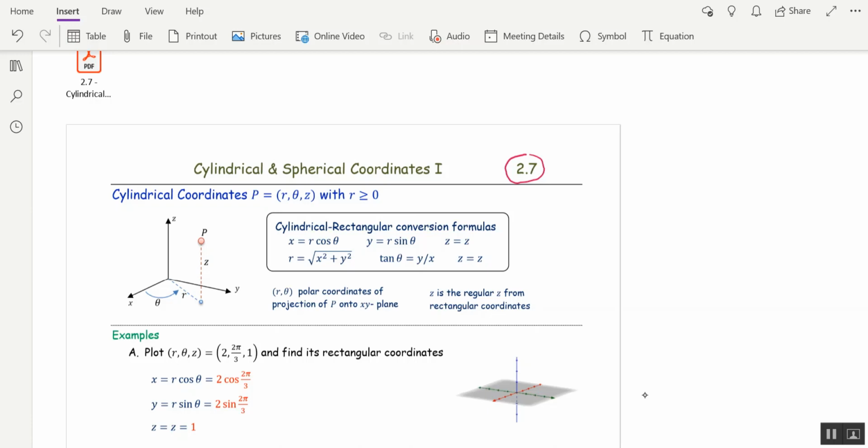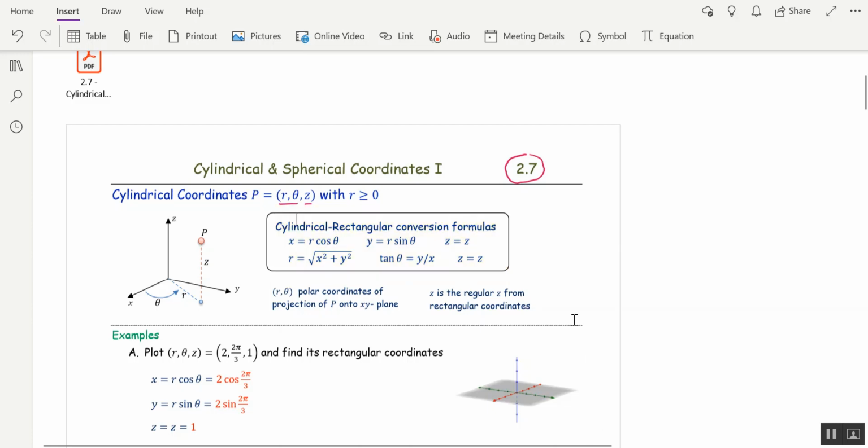The first coordinate system we want to talk about is cylindrical, and that's basically just a combination of polar and rectangular. So the z is the normal z from the Cartesian coordinate system, and r and theta are your polar coordinates from the polar coordinate system.